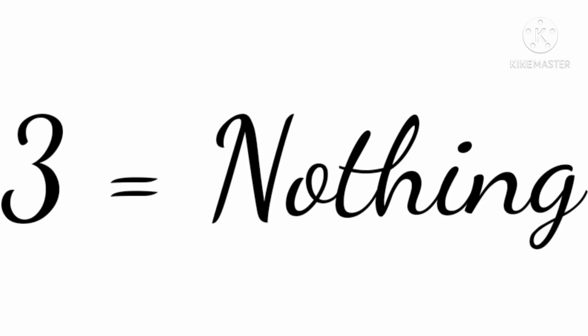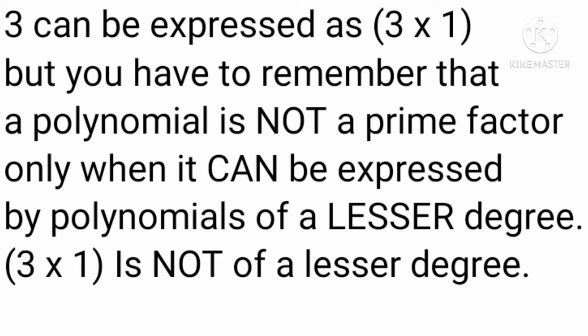The factor 3, however, can be considered as a prime factor because there are no longer any lesser polynomials that can be used to express it. 3 can be expressed as 3 times 1, but you have to remember that a polynomial is not a prime factor only when it can be expressed by polynomials of a lesser degree. 3 times 1 is not of a lesser degree.